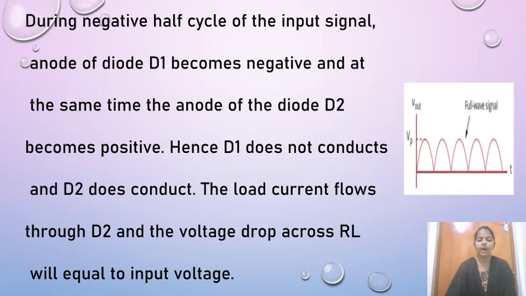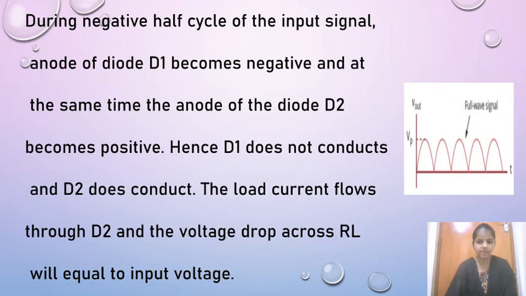During the negative half cycle of the input signal, the anode of diode D1 becomes negative and at the same time the anode of diode D2 becomes positive. Hence D1 does not conduct and D2 does conduct. The load current flows through D2 and the voltage drop across RL will be equal to the input voltage.